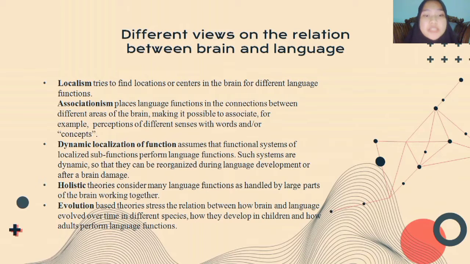Next, dynamic localization of function, as in the functional system of localized sub-functions that perform language function. Next, holistic theories consider many language functions as handled by large parts of the brain working together. The last one, evolution-based theories, stress the relation between how brain and language evolve over time in different species, how they develop in children, and how adults perform language functions.